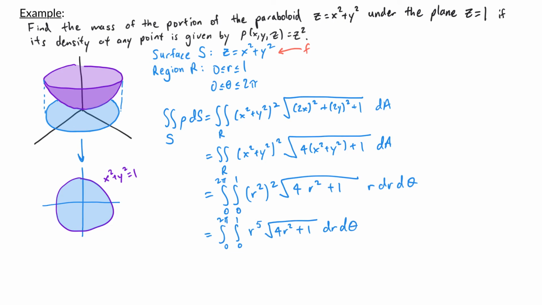This double integral you can compute using substitution, but I won't go through the details here. In the end, you should get that the mass of the paraboloid is about 2.083. So that's it for this video. In our next video, we'll look at surface integrals involving vector fields and something called flux.